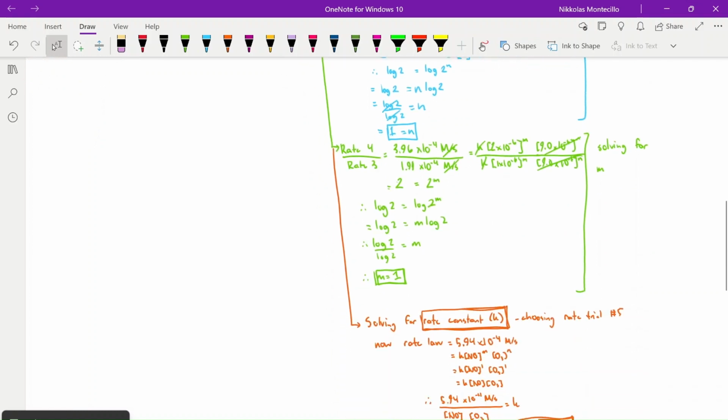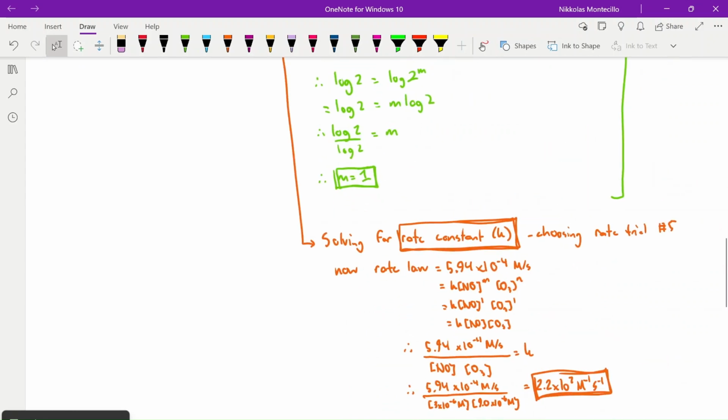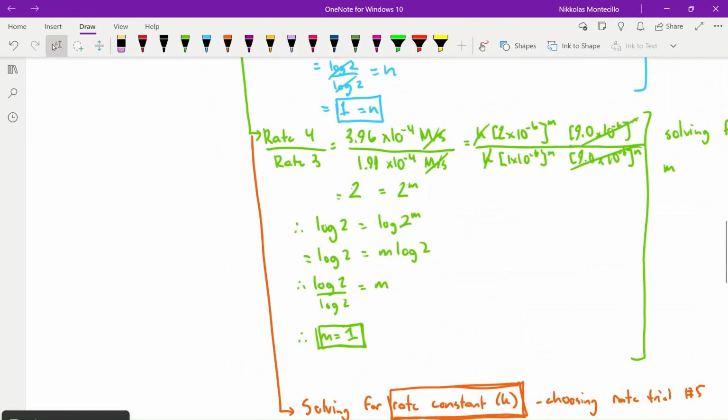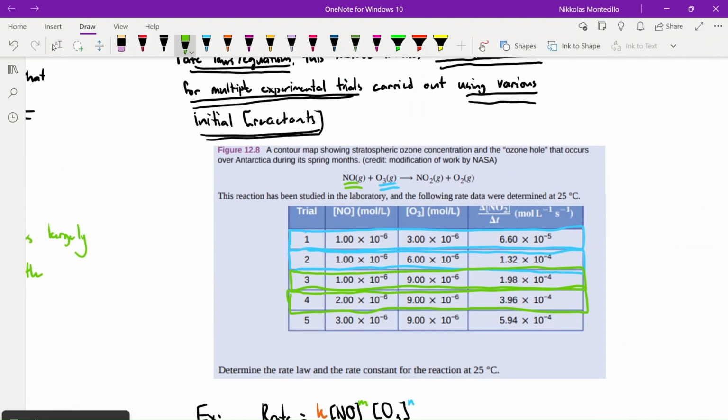Okay. Now, the last thing we want to solve for is the rate constant, k. To solve for the rate constant k, you can choose any of the 5 trials shown here. In my case, I chose trial 5, but it doesn't have to be that. You can choose any of the other trials, trial 1, 2, 3, or 4, and you'd still get the same answer, because the rate constant is, well, constant.